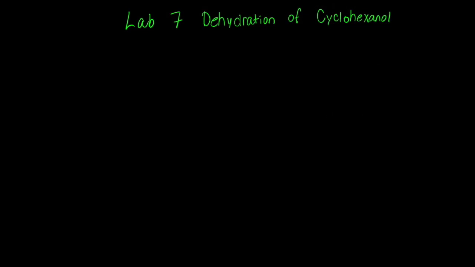In this video, I want to introduce you to the lab. Lab 7 is the dehydration of cyclohexanol. So in this experiment, you will react cyclohexanol under heat with an acid catalyst to produce cyclohexene.